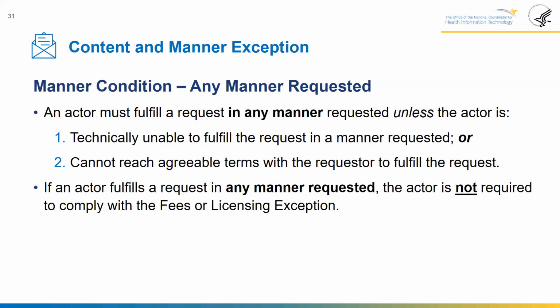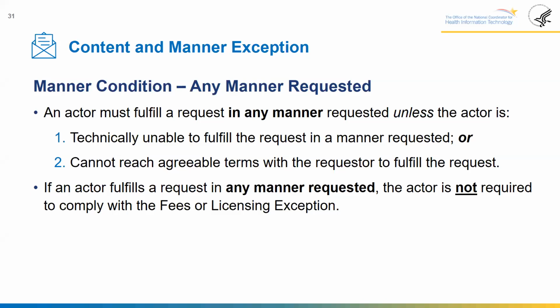Number 2 on your screen is that the actor cannot reach agreeable terms with the requester to fulfill the request. And then the bullet underneath there is that if an actor fulfills a request in any manner requested, the actor is not required to comply with the fees or licensing exception. So the way this works is that if a requester requests access, exchange, or use of EHI in a certain manner, the responding actor will have the opportunity in every situation to reach agreeable terms that are not limited by the fees or licensing exceptions. The actor would be able to attempt to negotiate agreements in a manner requested with whatever terms the actor chooses and at the market rate, which we believe supports innovation and competition.